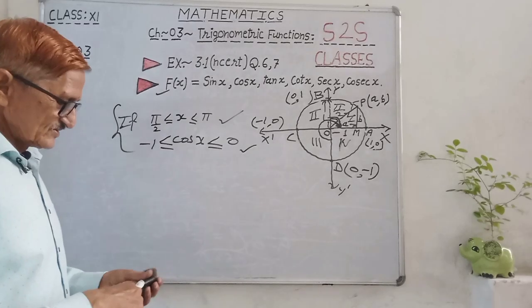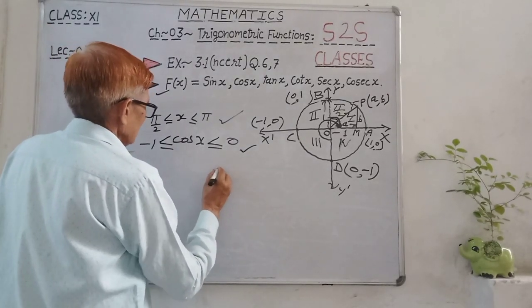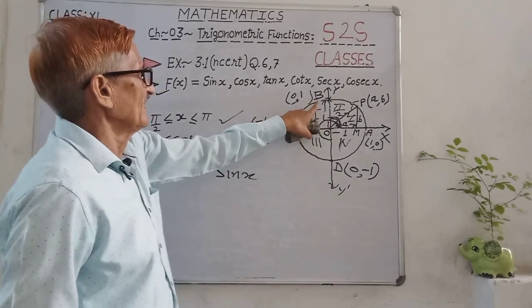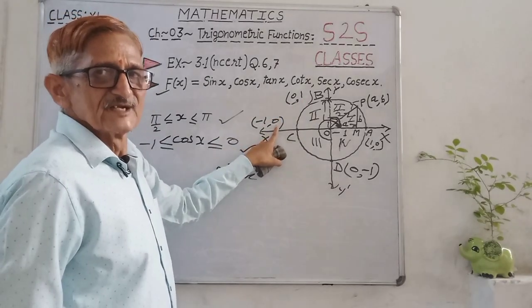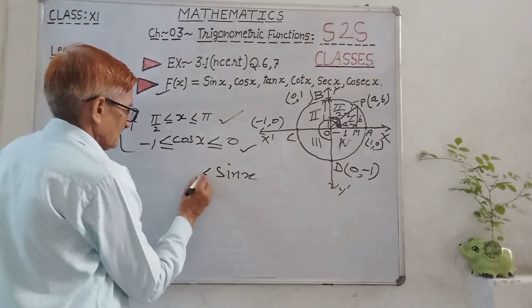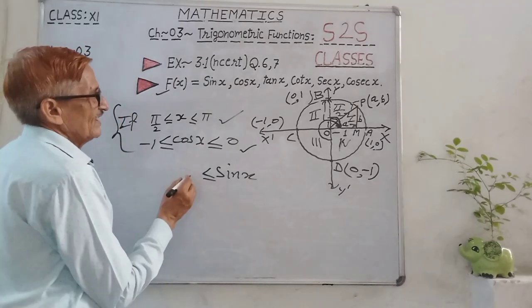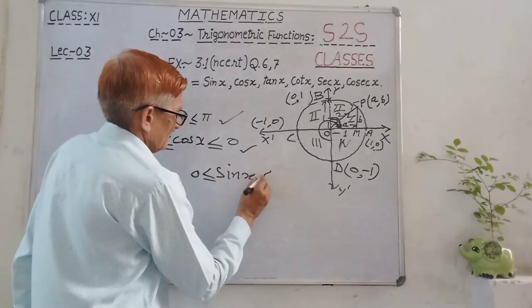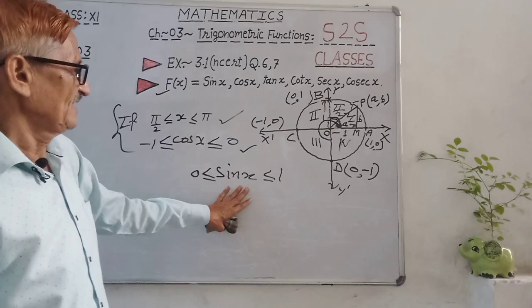Okay, cos is negative, and sin you check. Sin x, you check in the second quadrant. If it goes from 1 to 0, it is positive, 1 to 0. Okay, so it is greater than or equal to 0 and less than or equal to 1. It stays in between this, pay attention.